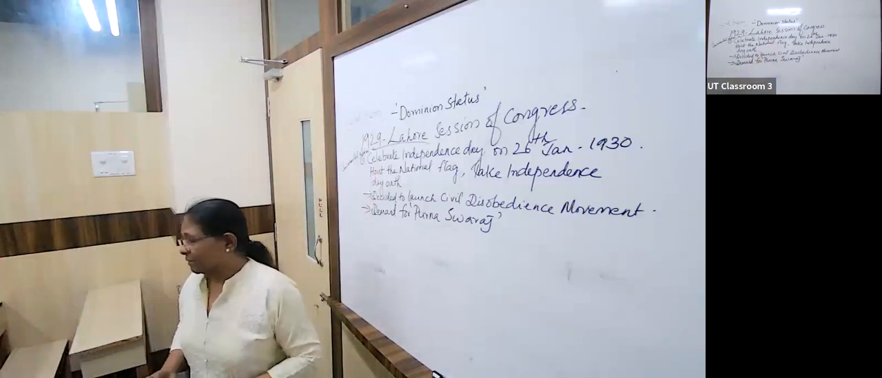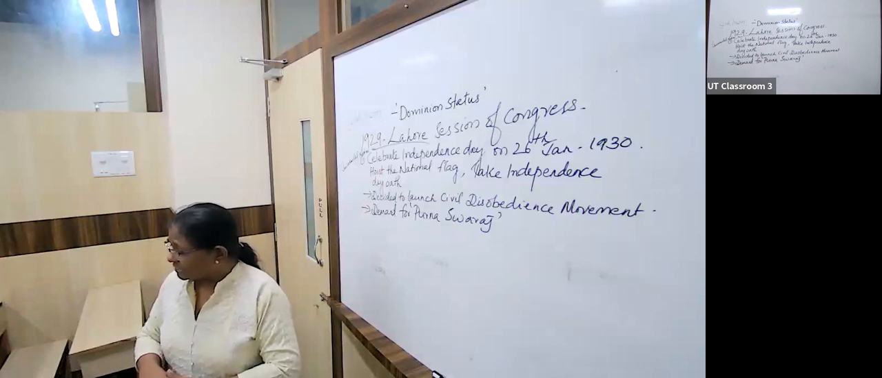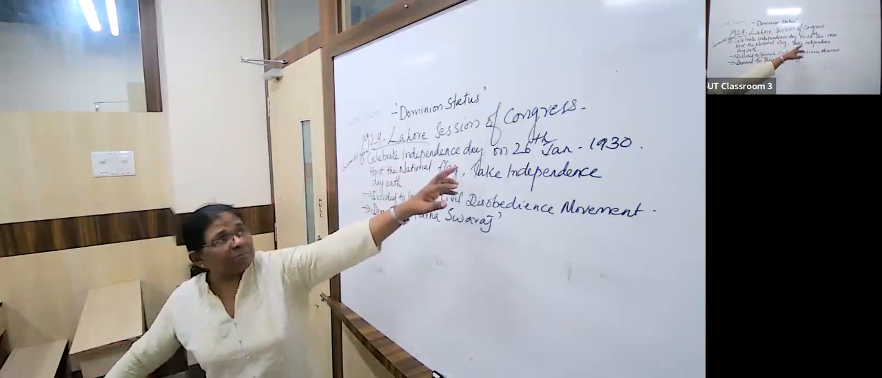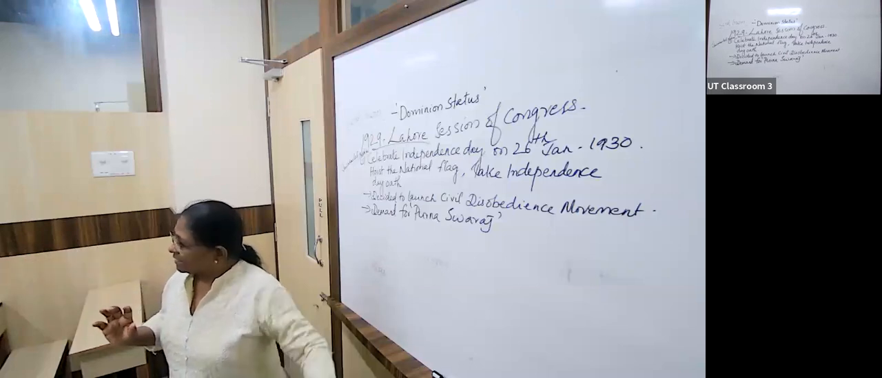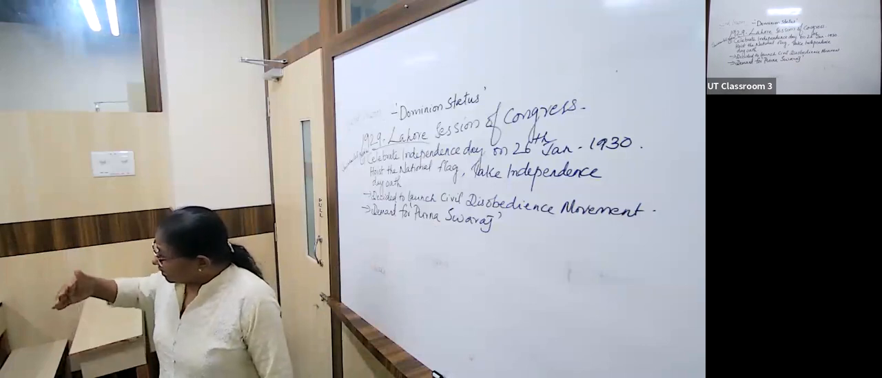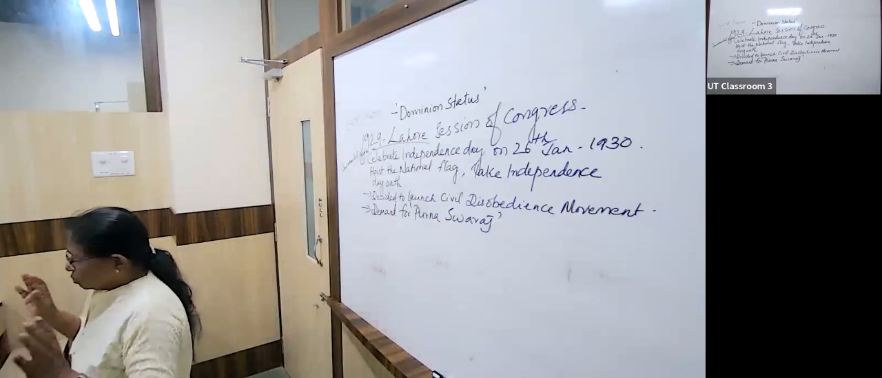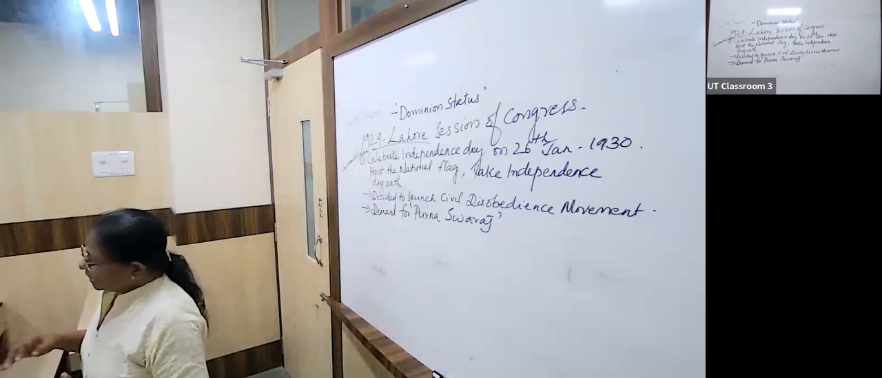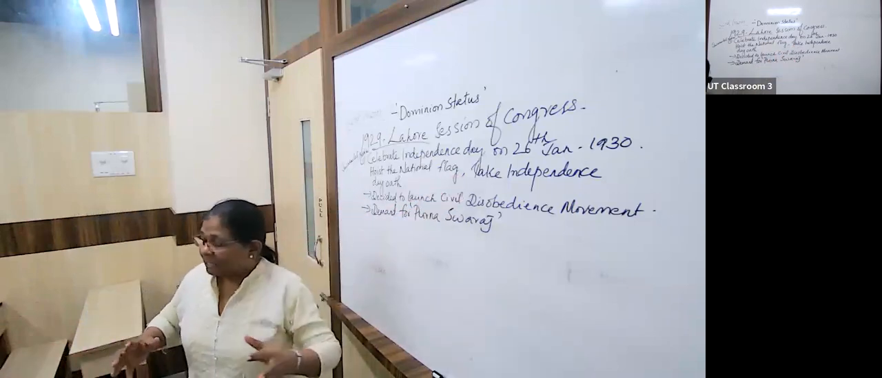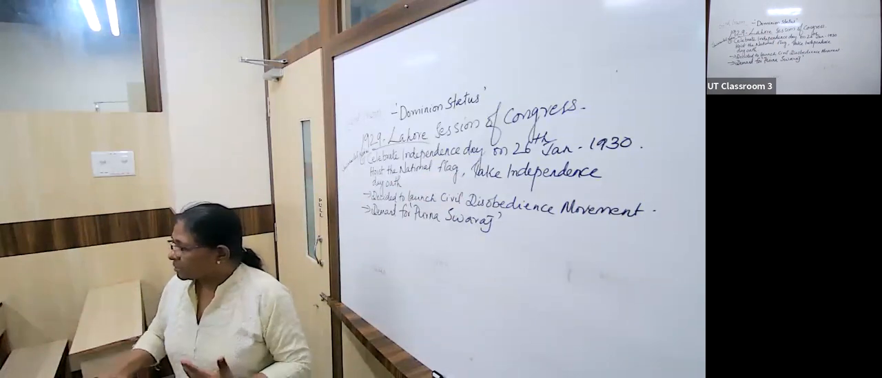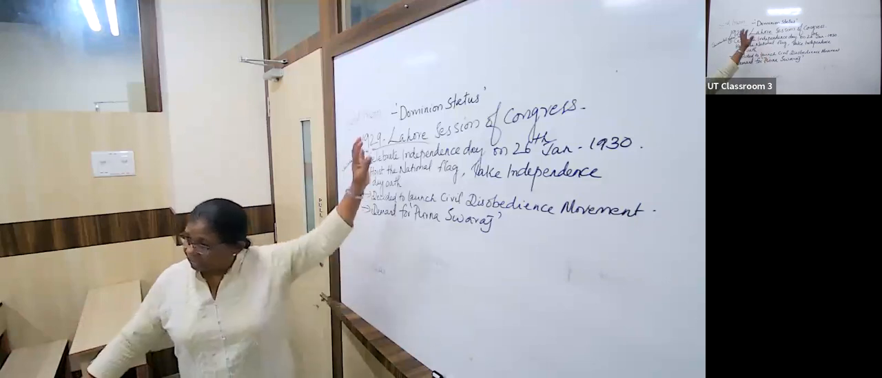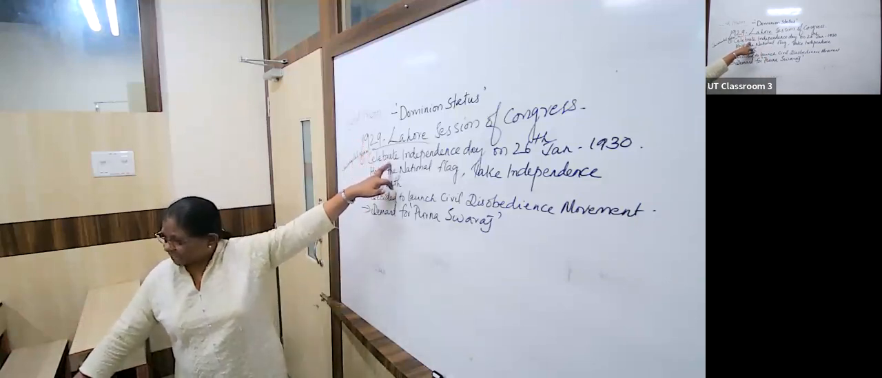Now, this day, 26th January, is very important. Now 26th January is celebrated as Republic Day. From 1930 to January 1947, we celebrated it as Independence Day. And that year only, in August, we got independence. So two Independence Days should not be there. That is why we decided to implement the constitution on 26th January, and henceforth it is celebrated as Republic Day. Got it? So the first thing is to celebrate Independence Day on 26th January 1930.